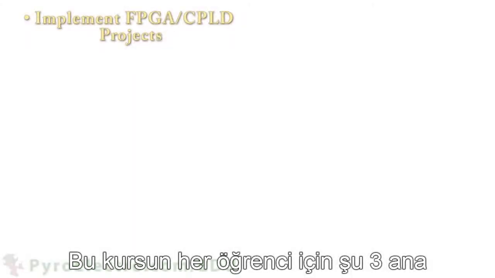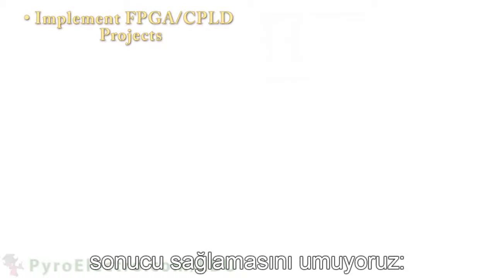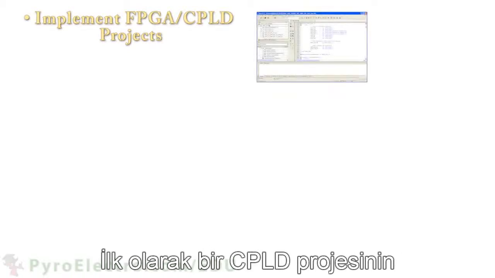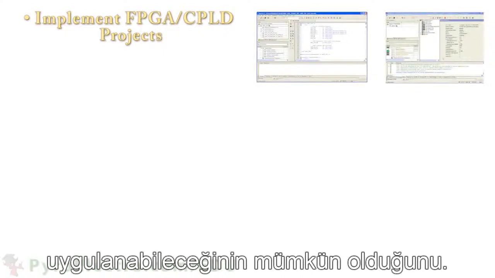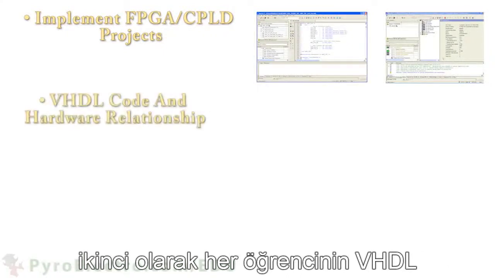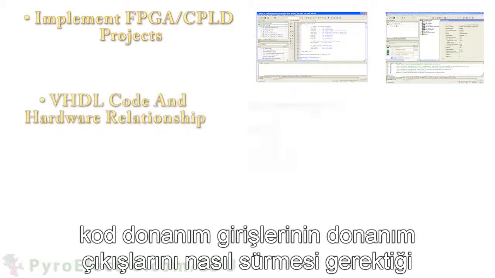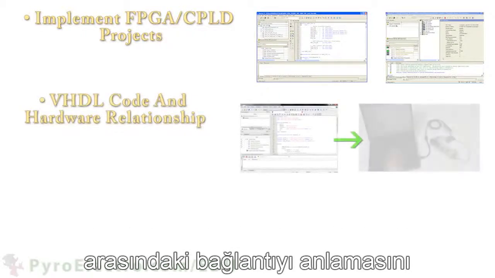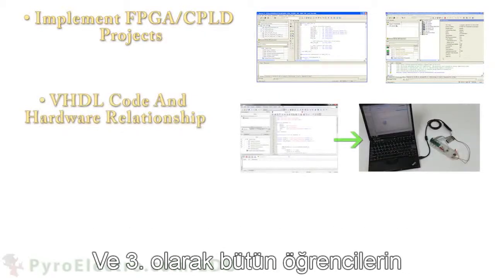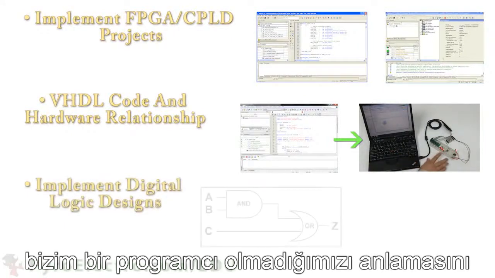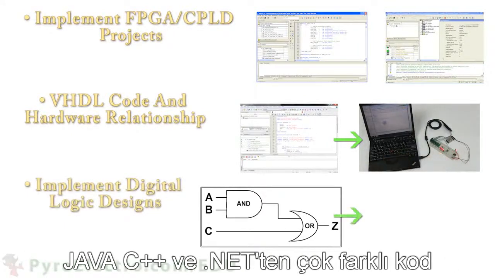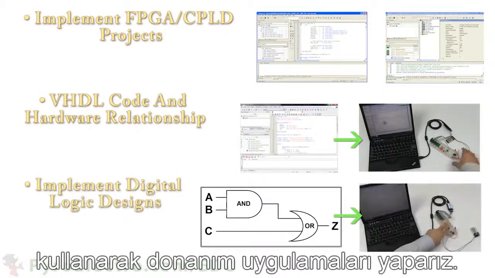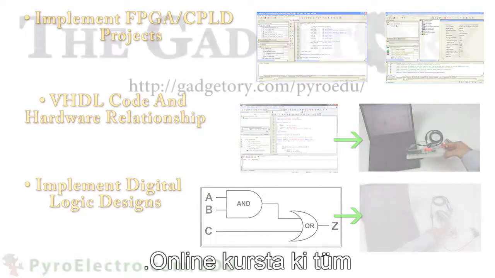The 3 main outcomes that we hope this course provides for every student are: first, that everyone is able to implement a CPLD project from beginning to end; second, that each student understands the connection between how VHDL code uses hardware inputs to drive hardware outputs; and third, that every student understands how we are not programmers, but that we are hardware designers implementing hardware using code, which is very different from Java, C++, or .NET programming.